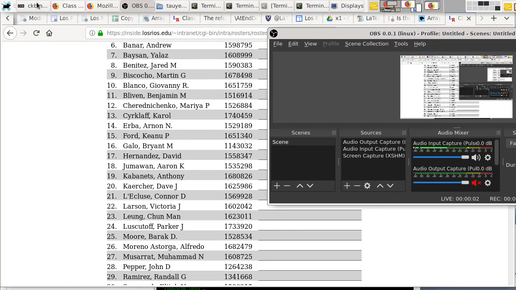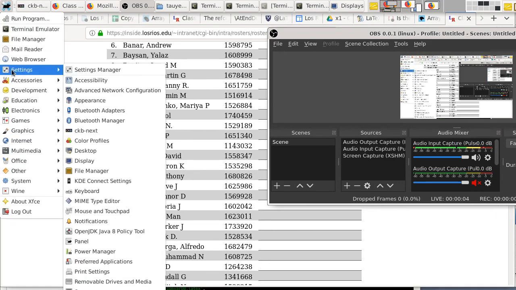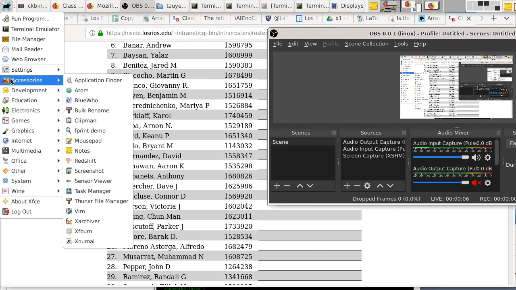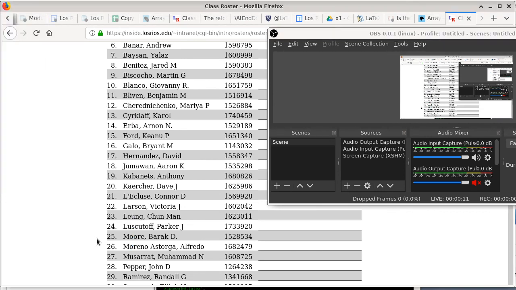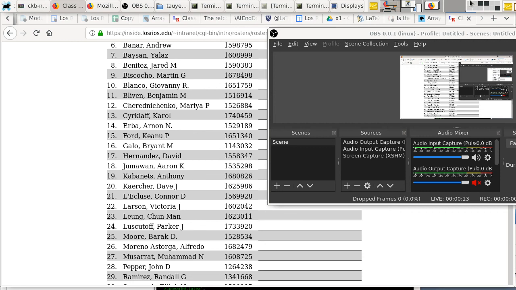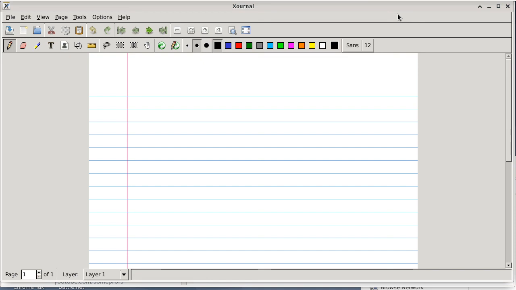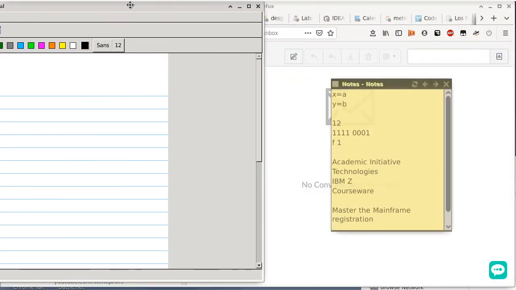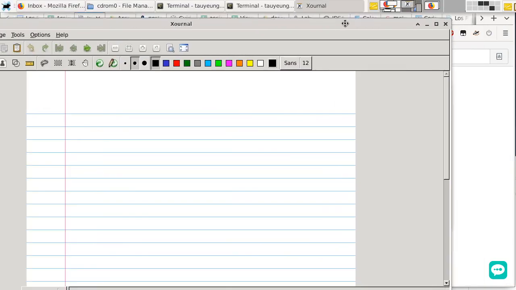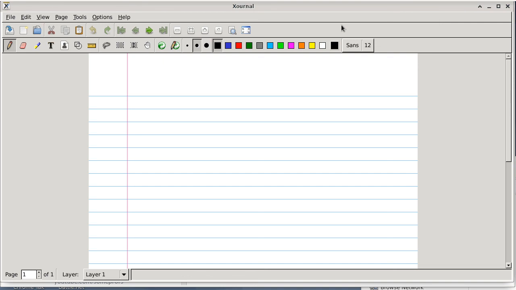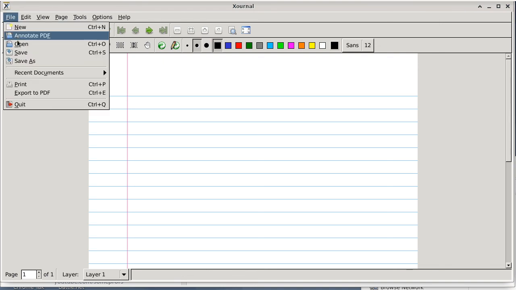There we go. All right. And the last thing I need is Zerno, so I can actually work on it as if it's on paper. And of course, Zerno has to open in a different window. Okay, open over here. Let's move it over here. There we go. All right. So let me open the document first.